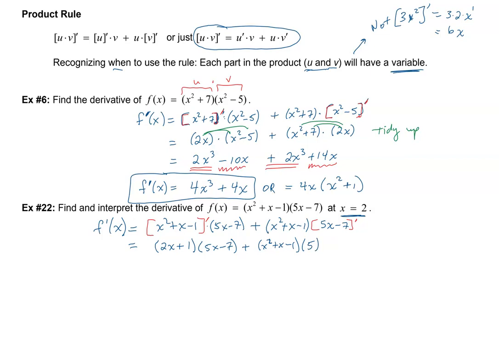Again, the goal here is now, we're finished with the actual derivative. I need to tidy up. So I'm going to FOIL out the first set of multiplying of the two binomials, and I will distribute the 5 in the second part. So let's see what we get. 10x squared minus 14x plus 5x minus 7. Again, feel free to skip a step here and there, but if it's incorrect, it's hard for me to give partial credit. Plus 5x squared plus 5x minus 5.